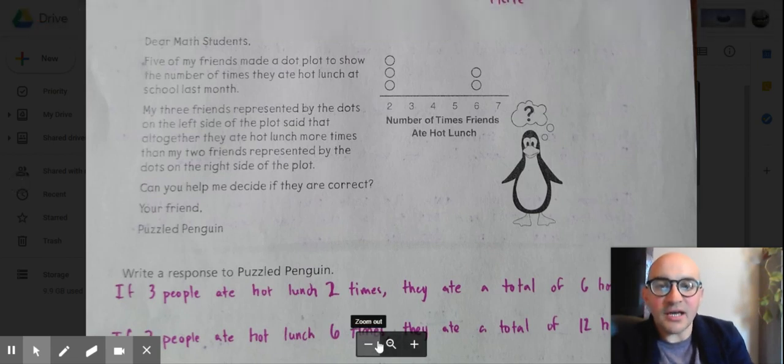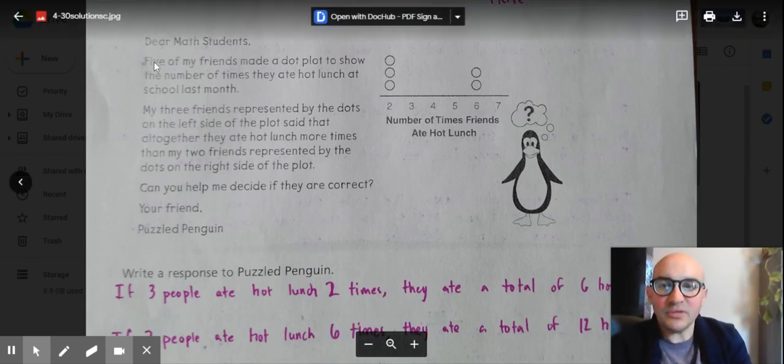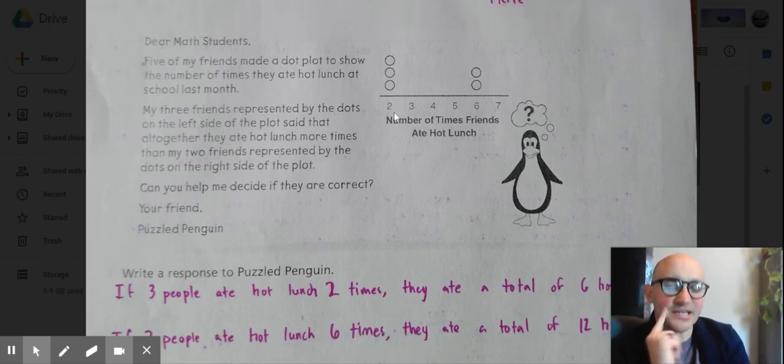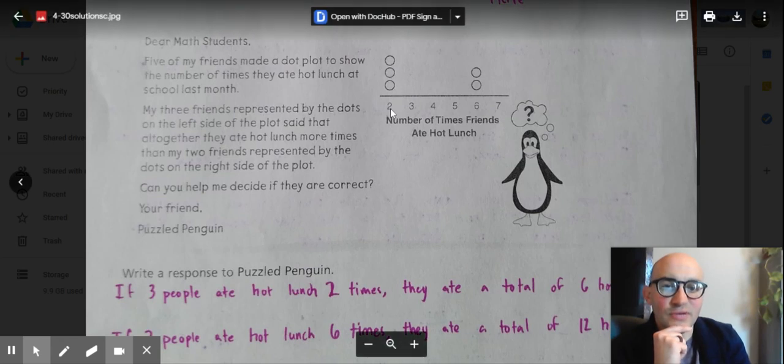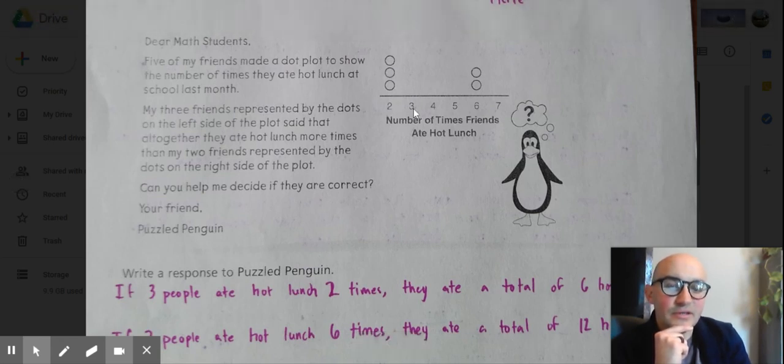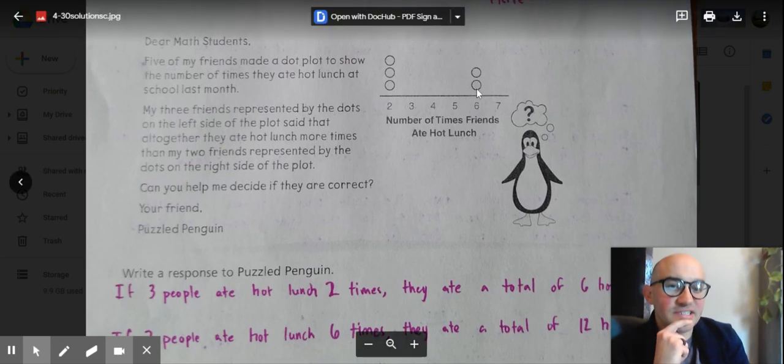Okay? Second part here, the bottom part of Puzzle Penguin. Once again, he's got a dot plot. And this time, he thinks he's asking us to compare the values here. So let's take a look at this. Before we read his statements, let me just explain to you what I see when I look at this dot plot. I see here, number of times friends ate hot lunch. So there were 3 friends who ate hot lunch 2 times. Nobody ate hot lunch 3 times, 4 times, or 5 times. But 2 people ate hot lunch 6 times.